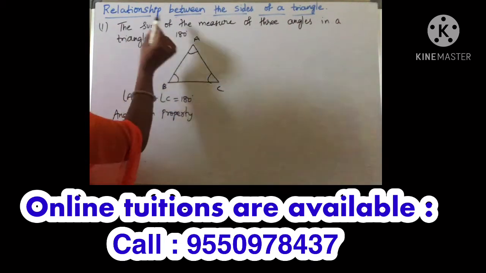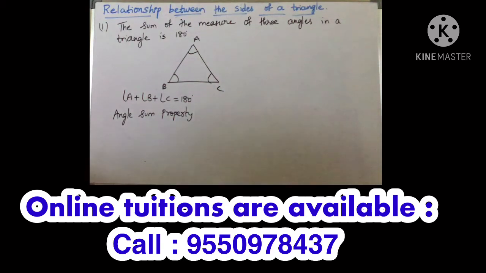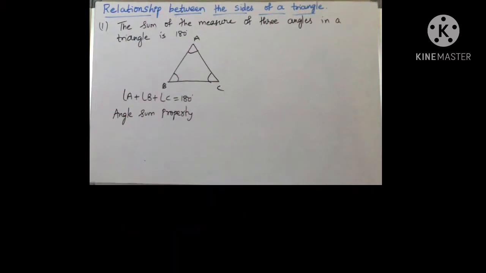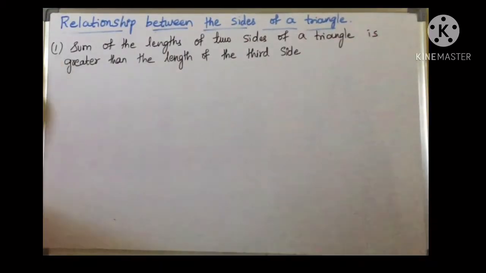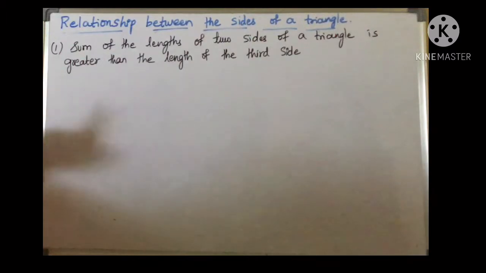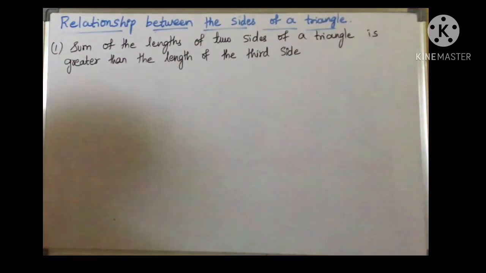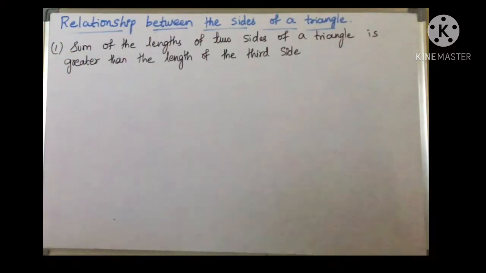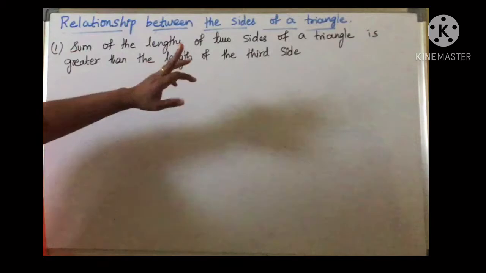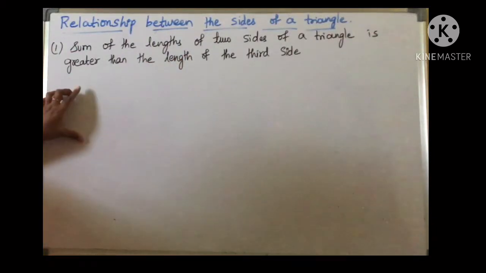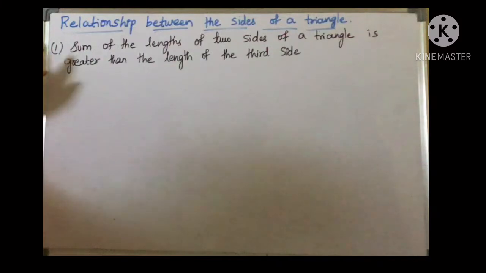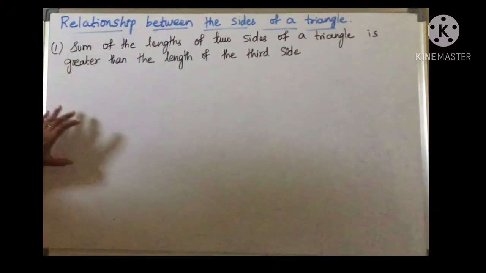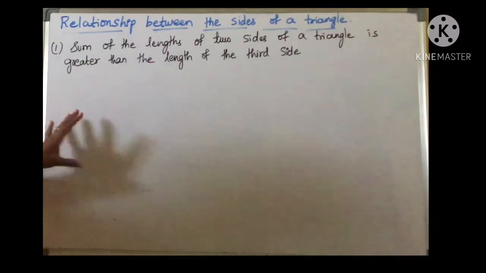Now we are going to discuss what is the relationship between the sides of a triangle, means properties of a triangle based on sides. So based on sides, the first property is: the sum of the lengths of two sides of a triangle is greater than the length of the third side. Here what is meant by sum, children? You know, sum is nothing but addition. So when you add the lengths of two sides of a triangle, that value should be greater than the third side. If this property is satisfied, then we can say that it forms a triangle. Otherwise, a triangle is not possible.